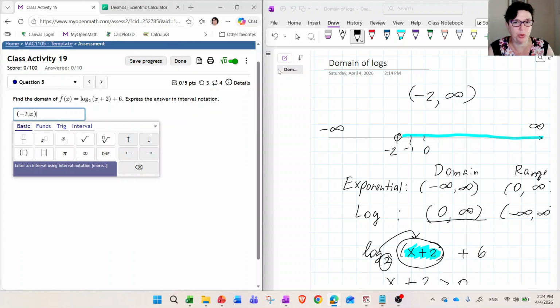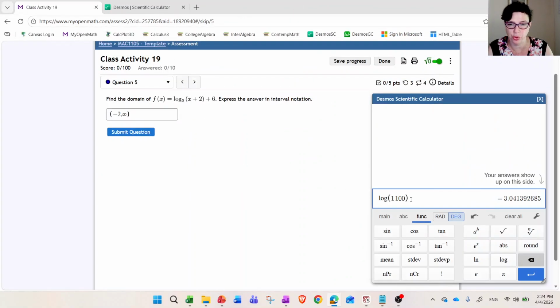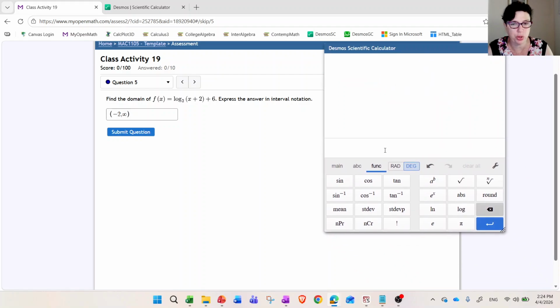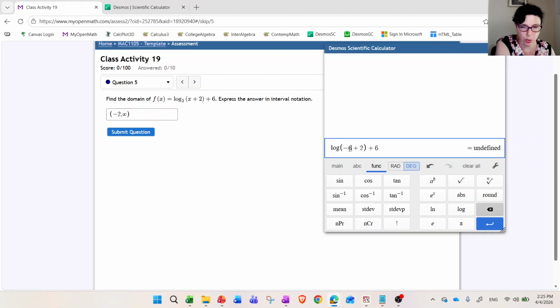Now, I promised you that I'm going to show you how to check the answer using the Desmos calculator. Again, it doesn't matter what the base is. I think that this is the domain. Let me plug negative 2 in for x. Is this going to be defined? No. But how about negative 1? That's part of this interval, so that should be good. Yep, it's giving me an answer. How about negative 6? No. So anything below negative 2 is not defined, but anything above negative 2, for example 5, is defined, and that means it looks like what I got is correct.